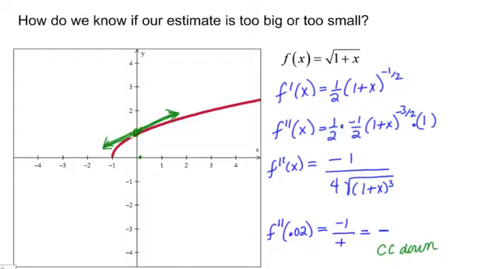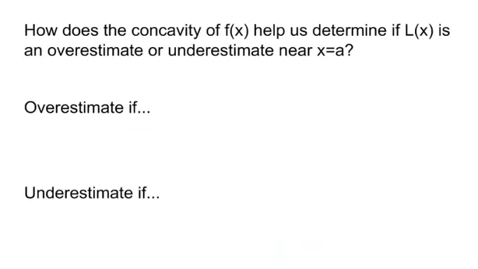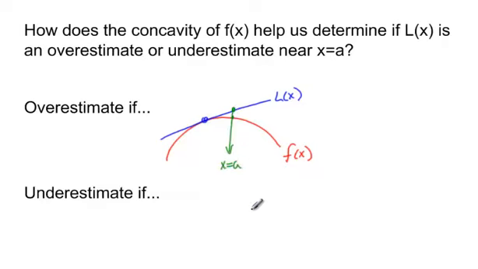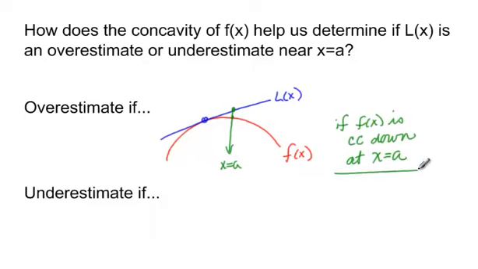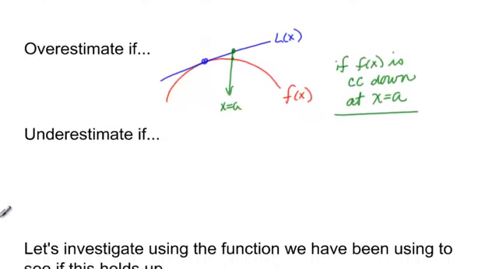So let's draw a few pictures of what's going on there. What we know is we have an overestimate if our function is concave down, because this is what's happening. Here's our linearization, our L of x, and here's our function, our f of x. So we have an overestimate. Our linearization is going to be an overestimate at an a value if our function is concave down at x equals a. Okay? And it's going to be an underestimate if the opposite happens.